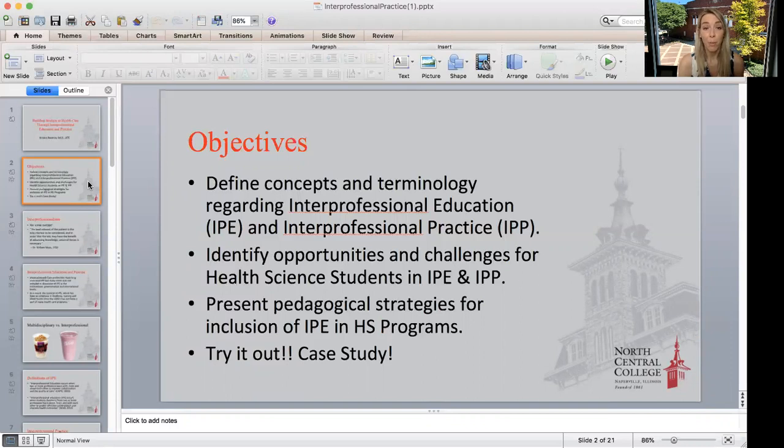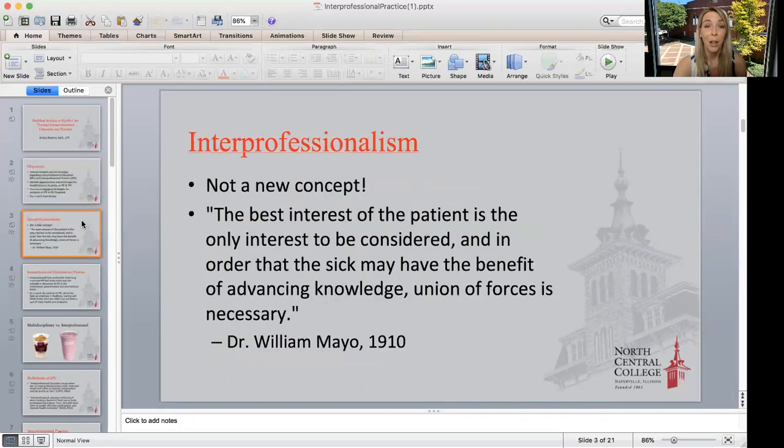The third objective, pedagogical strategies for inclusiveness, what that means is how can interprofessional education and interprofessional practice opportunities be integrated into what you're doing at North Central College in a bachelor's program? How can they be integrated once you may go on to graduate or doctoral level programs? And then we are going to try this out through a case study. So that's kind of what we want to accomplish today.